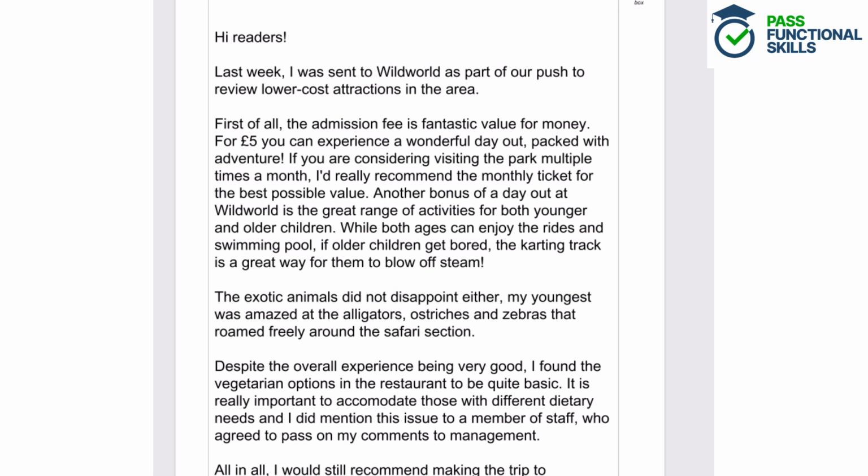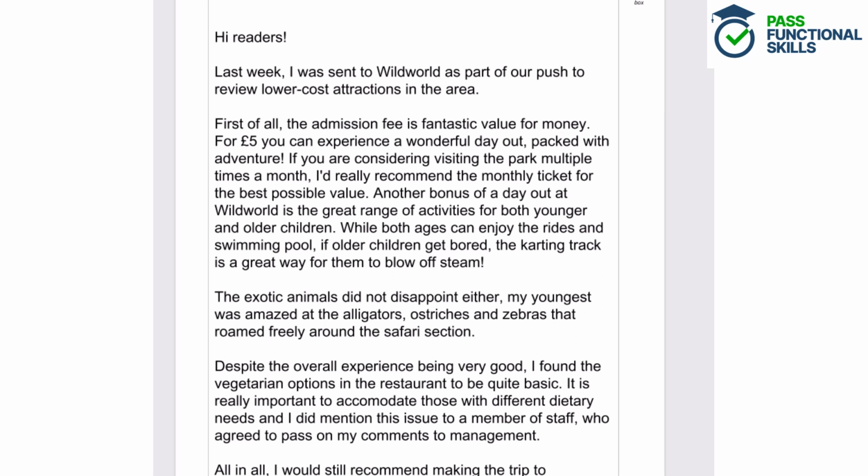possible value. Another bonus of a day out at Wild World is the great range of activities for both younger and older children. While both ages can enjoy the rides and swimming pool, if older children get bored, the karting track is a great way for them to blow off steam. The exotic animals did not disappoint either. My youngest was amazed at the alligators, ostriches and zebras that roamed freely around the safari section.